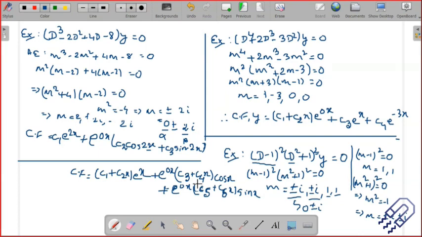So please, when you do it in your exam, also take care of that. The first thing that you should see is how many roots are there. 6 roots. There should be 6 constants. C1, C2, C3, C4, C5, C6. Right. That's it.